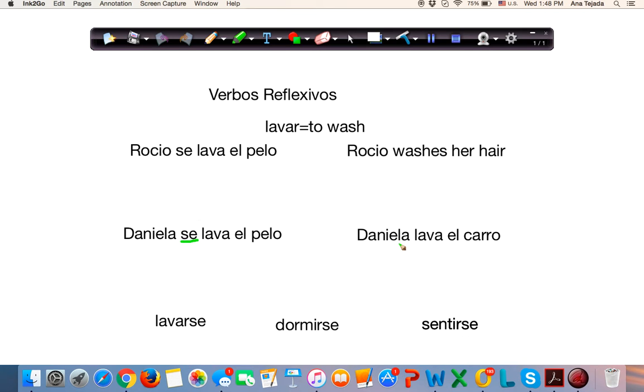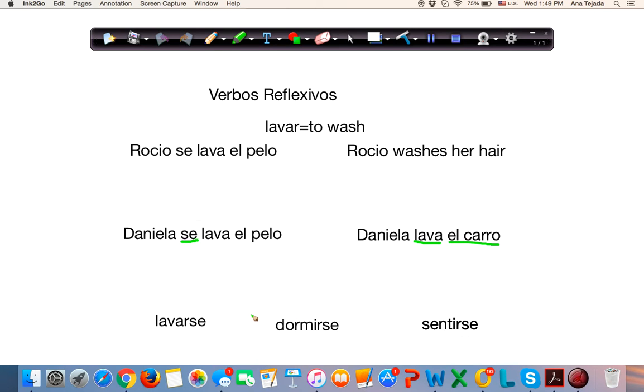Let's look at our next example. Daniela lava el carro. El carro is not part of Daniela. It's a separate object that is not herself. Therefore, we still use the verb lavar, just like we did before. We conjugate according to our subject, Daniela, third person, lava. The only difference is that we don't use the reflexive pronoun. Why? Because it's not done to or for herself. It's done for another object.